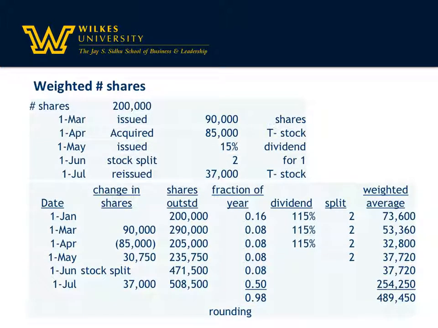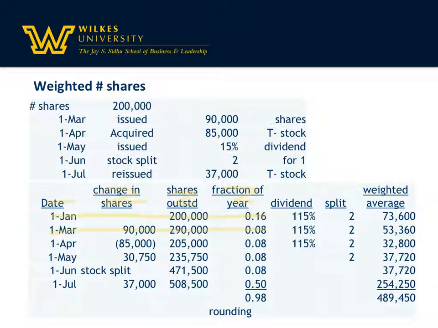So what I've done is I've made different columns to keep track of all the changes in stock. Now, we'll start off and ignore the columns to the right until we get there. So first we're going to look at the date, the change in the number of shares, how many shares are outstanding, and the fraction of the year. We started with 200,000 shares, and they were there for 2 months out of 12, so that's 0.16 of a year. In March, we added 90,000, so the number of shares outstanding is now 290,000. That existed for 1 month, or 8% of the year.